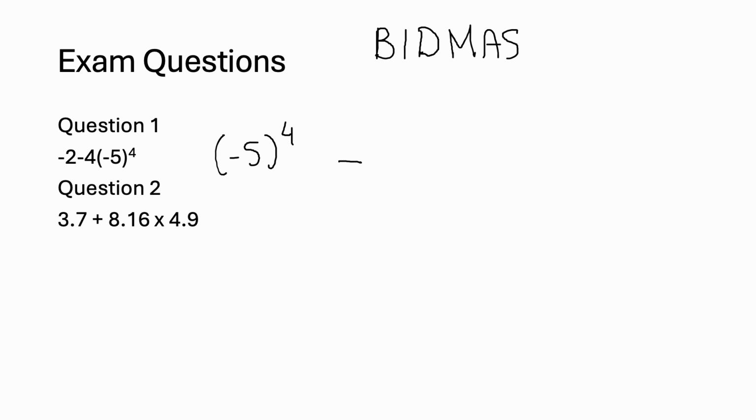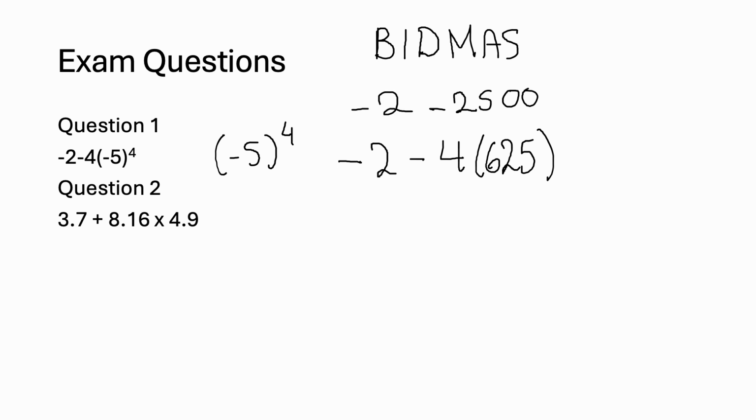So we've got -2 - 4 × 625. 625 times by -4, because we'll do multiplication next, is -2,500. And then we do -2 - -2,500, which we get as -2,502.